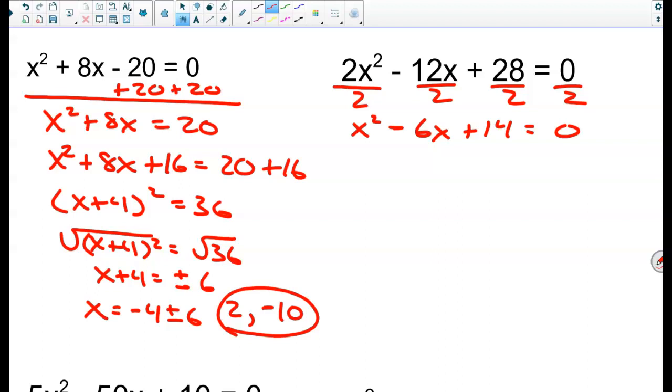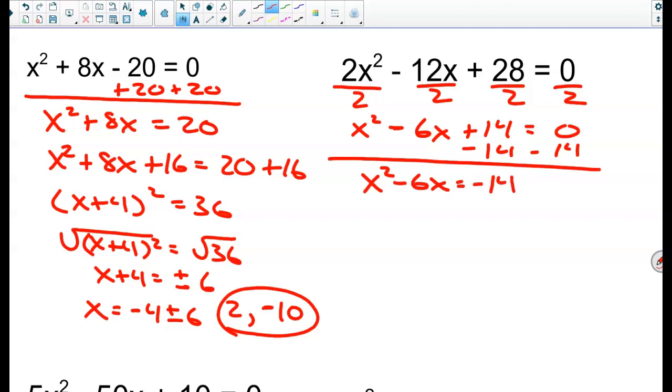So whatever's in front of that x squared when we're completing the square, I need to divide every term by that number. In this case, it's 2. If it's a different number, you don't automatically divide by 2. We're dividing by the term in front of x squared to create this 1 here. Now, I'm going to subtract 14 on both sides. X squared minus 6x equals negative 14.